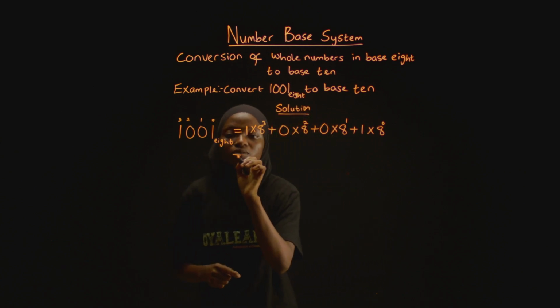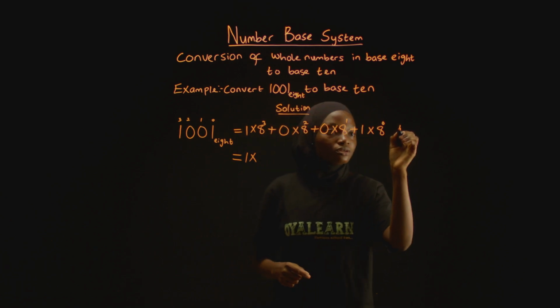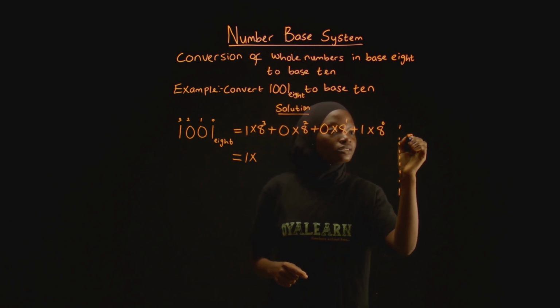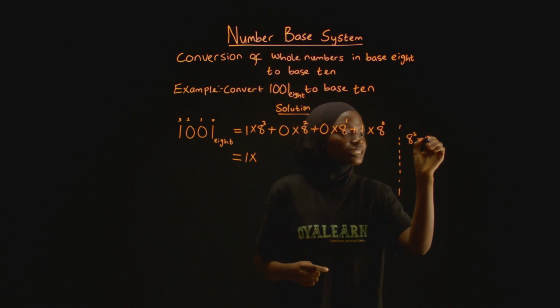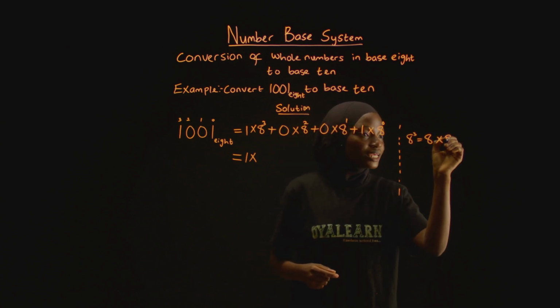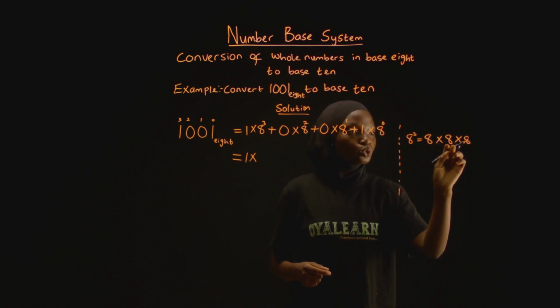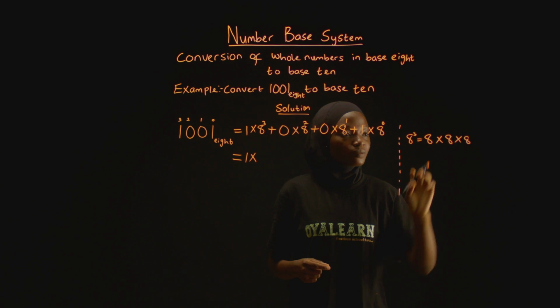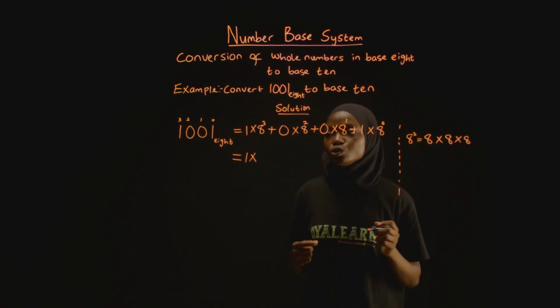Then we'll simplify further. 1 multiplied by 8 raised to the power of 3. That means 8 multiplying itself in 3 places. That is 8 times 8 times 8. 1, 2, 3, 3 places. 8 times 8 is 64. 64 times 8 gives us 512.